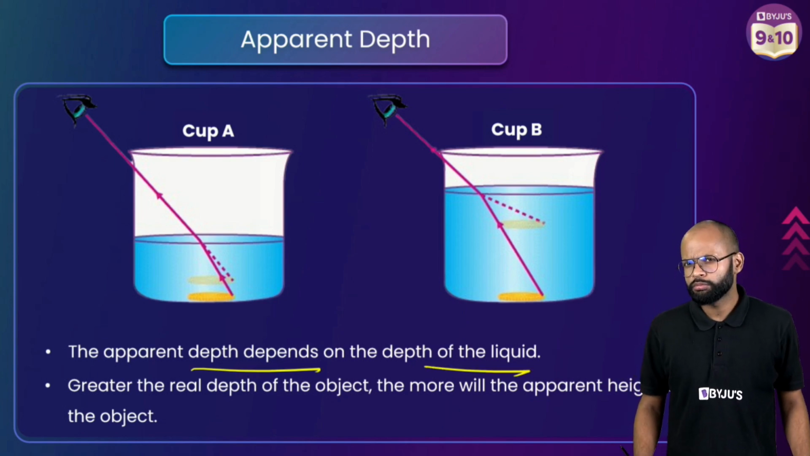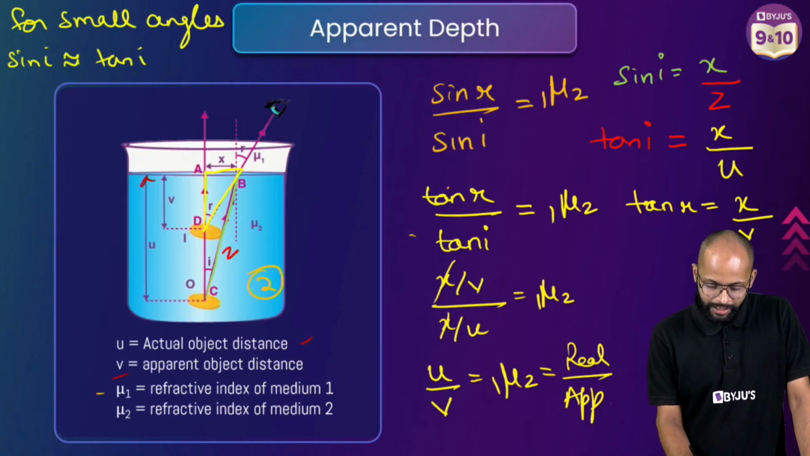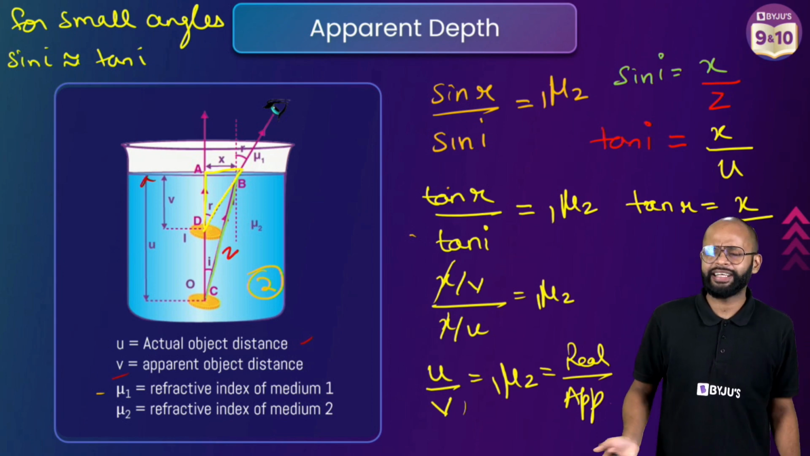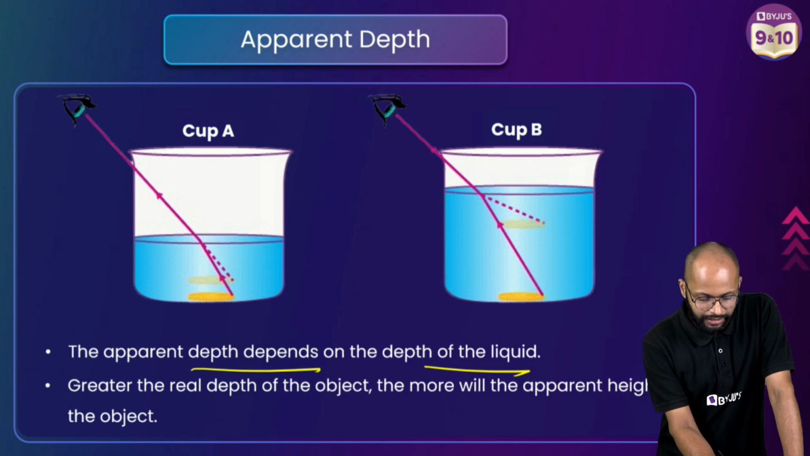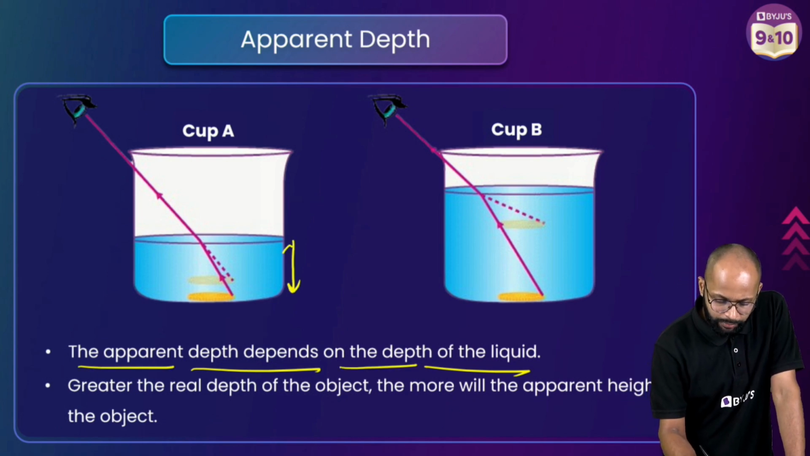Sir, how do you know? All right. Look at this formula, no? The apparent depth, that is V, depends on the real depth. How? If you take it over there, if refractive index is constant, it becomes, right? The apparent depth depends on the depth of the liquid. Means if you have less water in the beaker, the rays will be smaller.